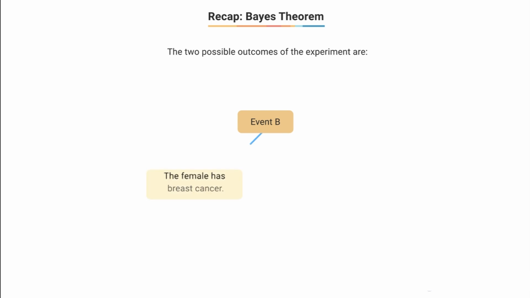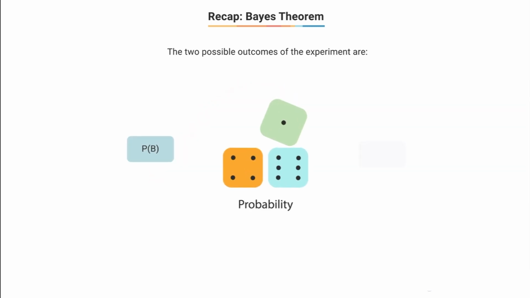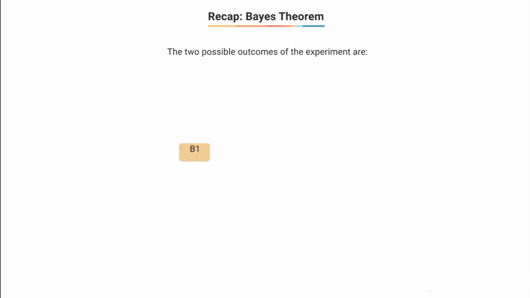In the previous example, where we considered event B as the event where a female develops breast cancer, there were only two possible outcomes to this experiment. Either the female had breast cancer or she does not have breast cancer, and the probabilities of these two events happening were denoted by P(B) and P(B dash). But what if the experiment could have more than two outcomes? Let's say I break down B into B1, B2 and B3. Can I still apply Bayes' theorem in that case?